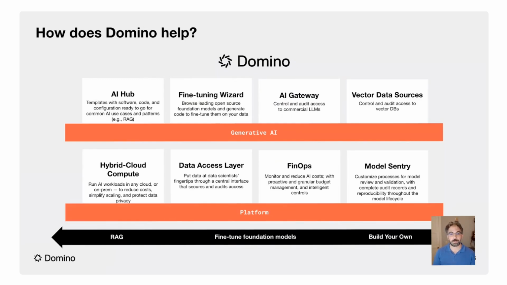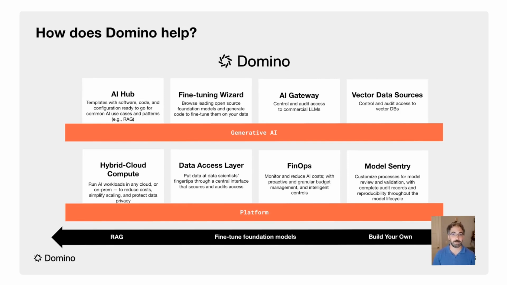And how does Domino help? So Domino is an end-to-end platform for AI in the enterprise. We're built on about 10 years of work that we've done to support classic and Gen AI use cases. So including running compute in different locations, being able to put access to data in the hands of data scientists so they can get role-based access control to the data that they need and use the tools that they want to use. And we also have a bunch of Gen AI specific features.